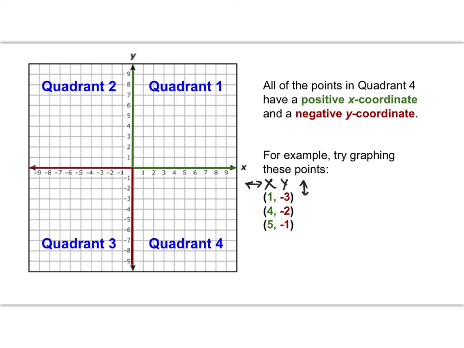Let's start at the origin for (1, -3). Go 1 to the right and 3 down. For (4, -2), we would go 4 to the right and 2 down. And for (5, -1), we would go 5 to the right and 1 down. And that's what points look like in Quadrant 4.